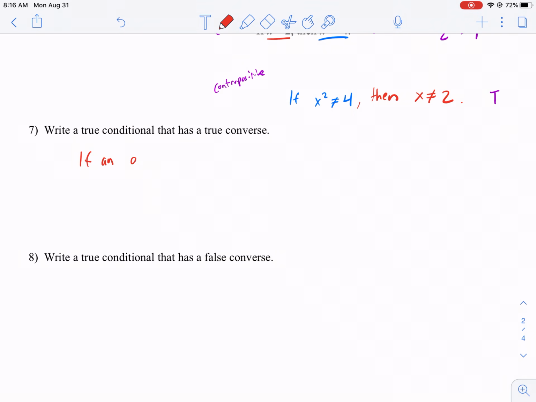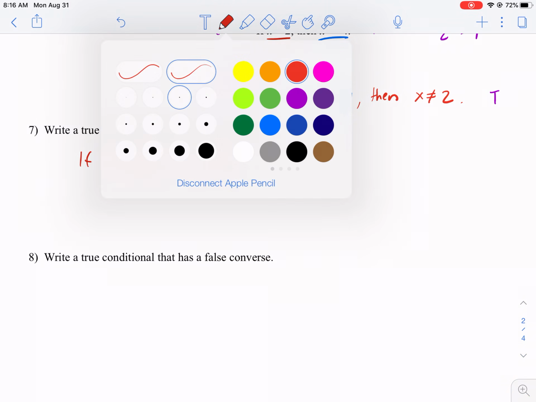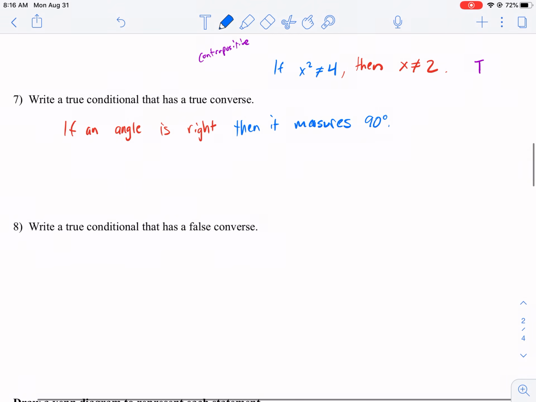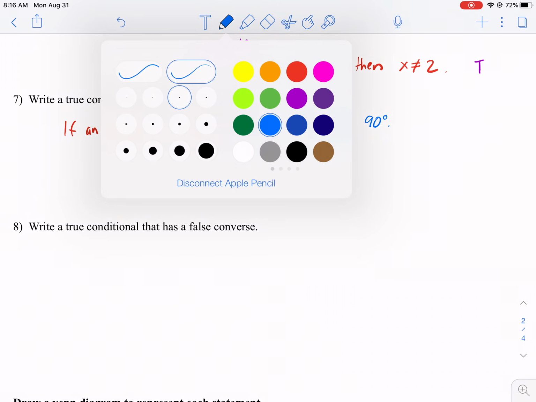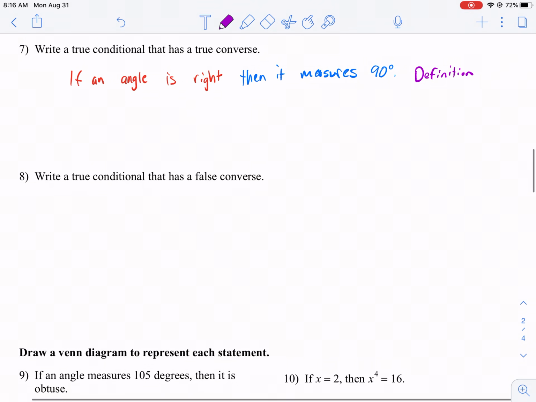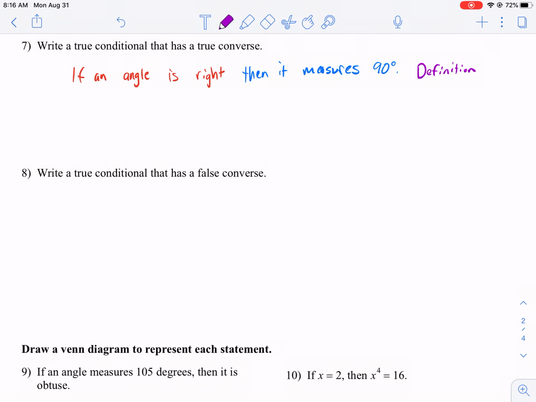If an angle is right, then it measures 90 degrees. I'm struggling with that word today. If an angle is right, then it measures 90 degrees. If you switch it, you have if an angle measures 90 degrees, then it is right. The reason why this is good is because this is a definition. Anytime you have a definition in mathematics, its conditional and converse are always going to be true because that's what makes a good definition. Write a true conditional that has a false converse.